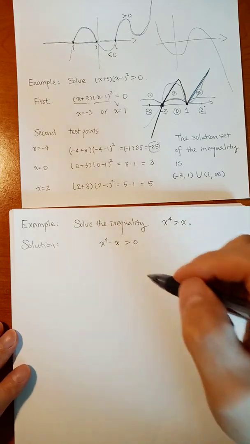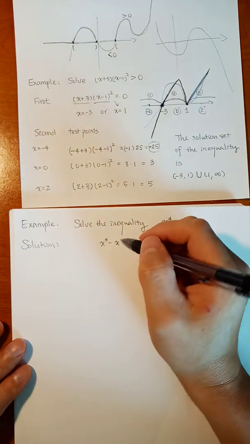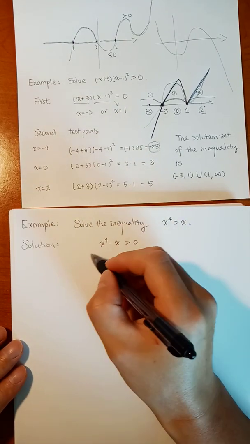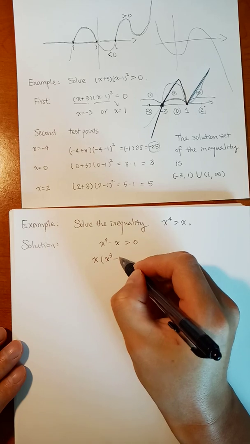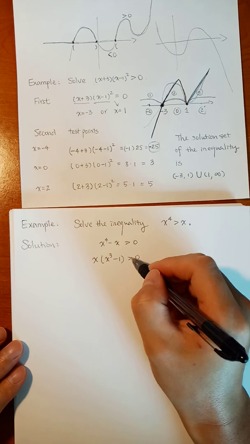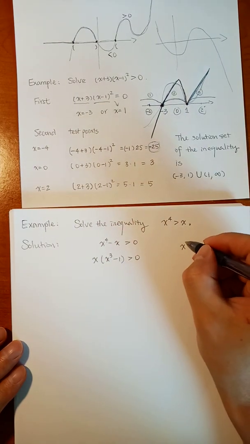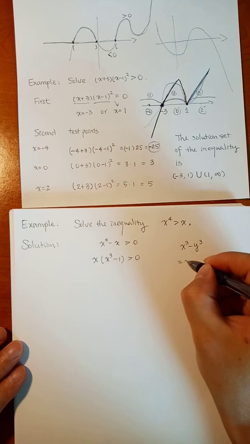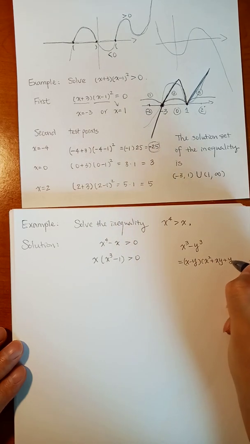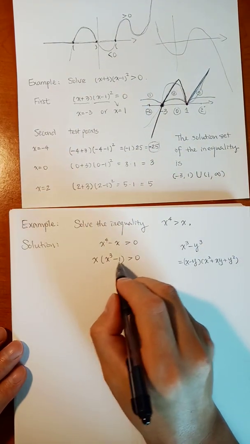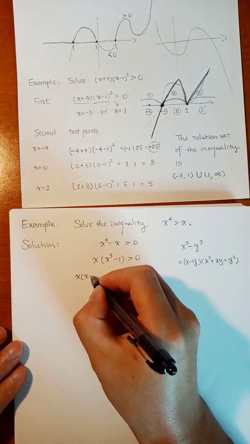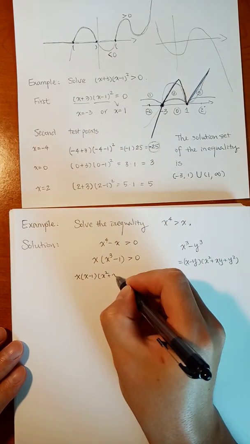To solve the inequality, unless you have a formula, you must factor it and use the zero product property. Okay? So here you factor out x, and you will get x cubed minus 1. And remember, x cubed minus y cubed is x minus y times x squared plus xy plus y squared. Okay, so we continue the factorization. x cubed minus 1, 1 is 1 cubed. So you get x minus 1 times x squared plus x plus 1.